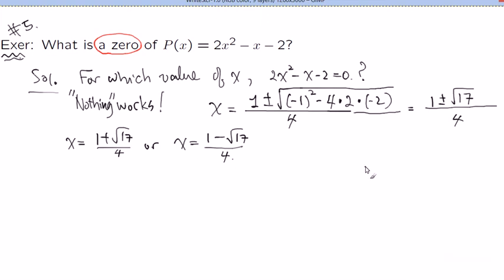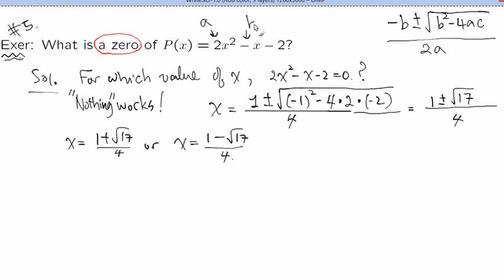Any questions? Negative b plus or minus the square root of b squared minus 4ac, all over 2 times a, where that's coefficient a, that's coefficient b, and that's coefficient c. Correct? Okay. Maybe it's a second challenging exercise. And do you know how to factor this polynomial?